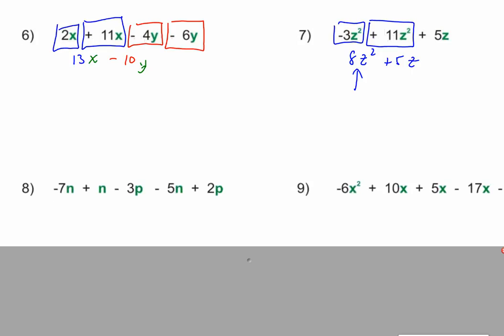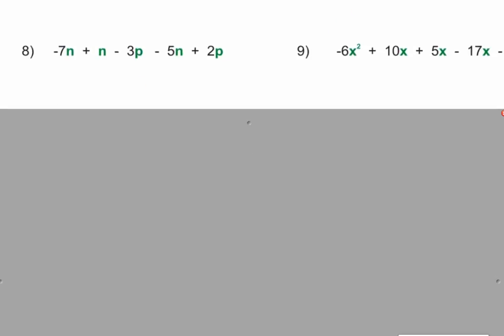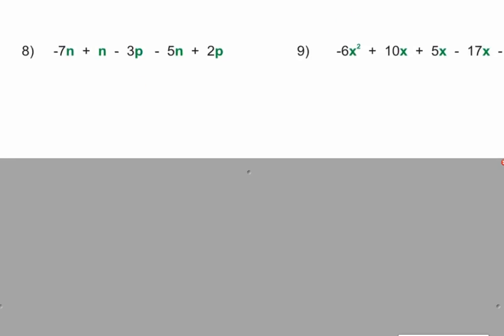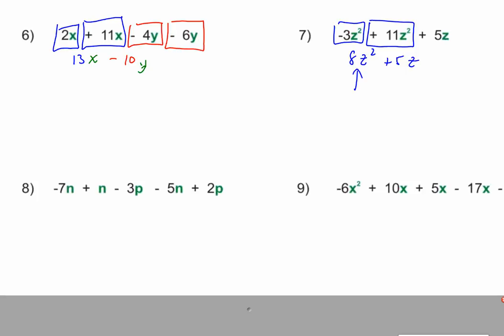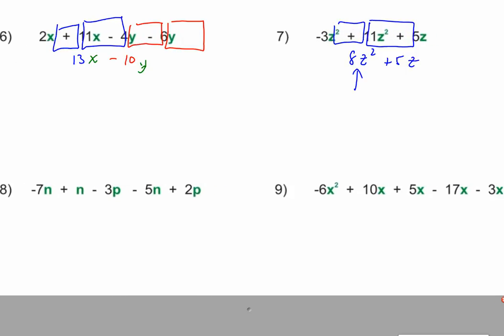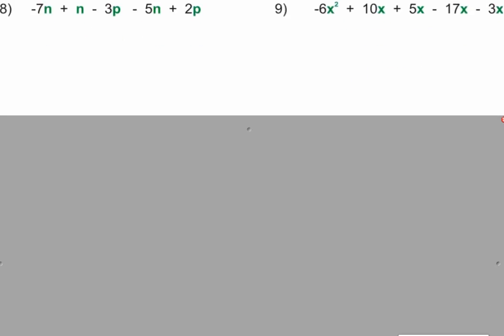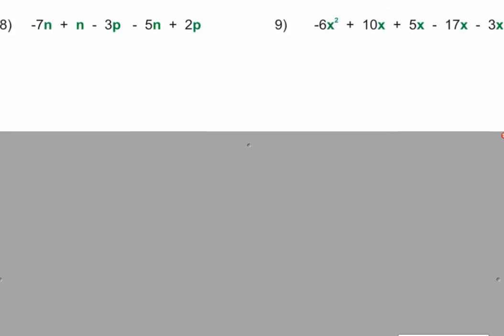All right, see if you can get 8. Let's do 8 and 9. I think part of 9 is hanging off the screen there for me. All right, there we go. Let's do 8 and 9. Last 2. Finish strong. Let's see if you can go 2 for 2 at the end.